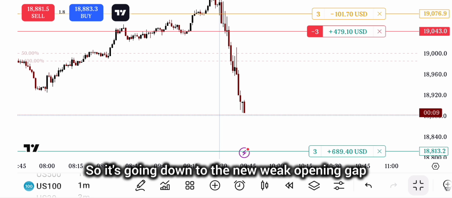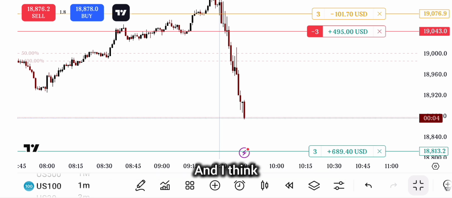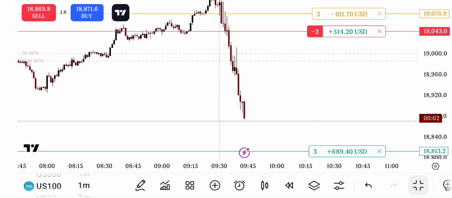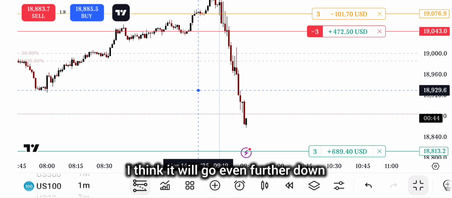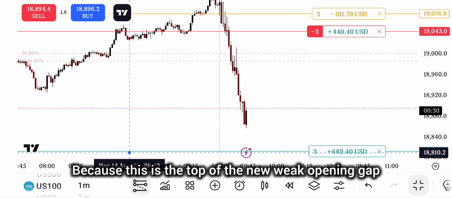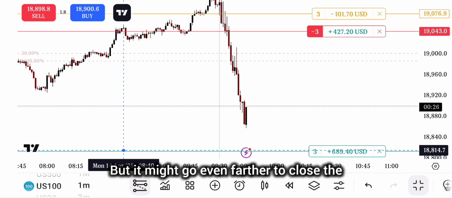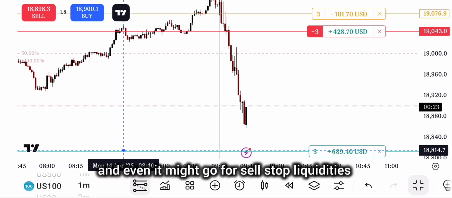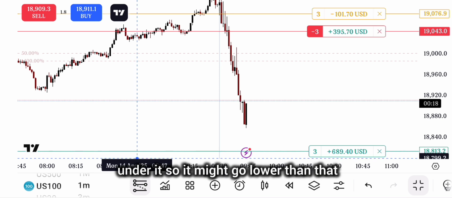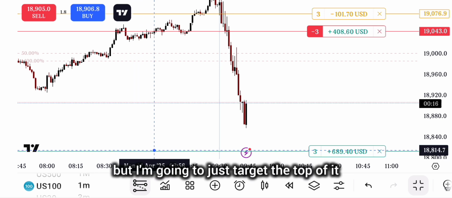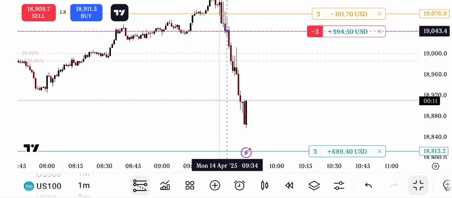So it's going down to the new week opening gap, and I did not close any partials at all, and I think it has a very big risk reward ratio, this one trade. I think it will go even farther down because this is the top of the new week opening gap, but it might go even farther to close the new week opening gap, and it might even go for sell side liquidities under it. So it might go lower than that, but I'm going to just target the top of it, and my risk reward ratio actually is quite big.